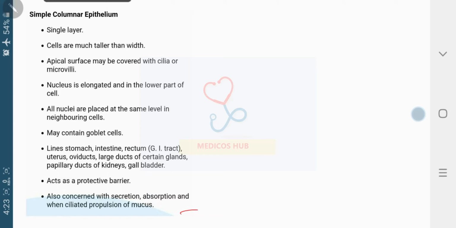Before, I have already discussed simple squamous epithelium and simple cuboidal epithelium. You can check it out in my channel. Okay. Today we'll see simple columnar epithelium.